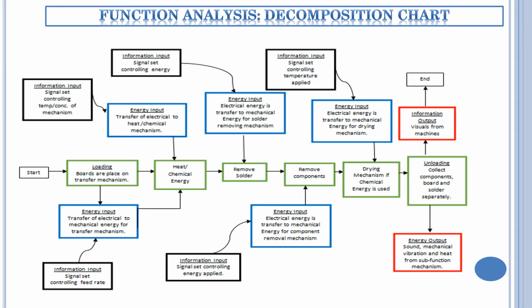Blue represents inputs, black represents information inputs or outputs, which is basically the settings applied to the energy inputs. Green represents the main processes, which are obviously the sub-functions in a particular order, and red represents the outputs. So for example, for heat or chemical energy, the energy input is electrical energy transferred to heat or chemical energy, and in order to control this energy input, an information input is necessary, where the signal set is controlling the temperature or concentration of the mechanism applied.